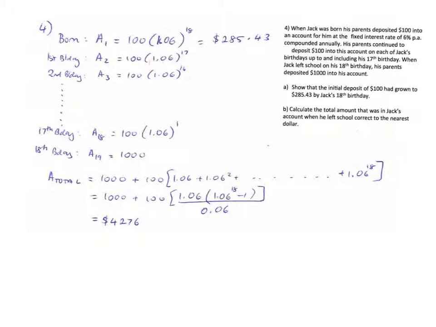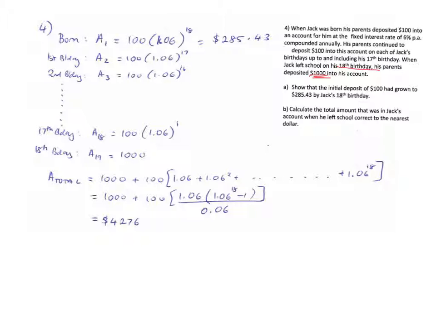Then on his first birthday, they put another $100 in, earning compound interest for 17 years. On the second birthday, another $100 is put in, earning compound interest for 16 years. All the way down to his 17th birthday, when the parents put in $100, and that's only earning compound interest for 1 year. Then on his 18th birthday, his parents deposit $1,000. That's the $1,000 there, but it's not earning any compound interest, because the question is asking how much is in his account when he leaves school, on his 18th birthday.